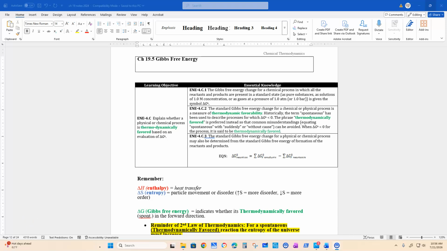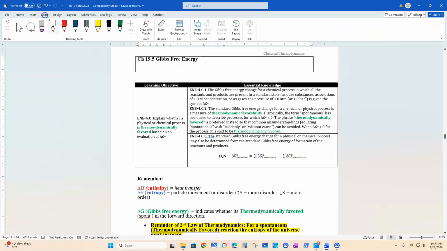Welcome back, AP 19.5. We have our last variable that pretty much connects all of the variables of delta H and delta S into one equation. We've got a couple learning objectives that AP would like us to learn, so let's get started, okay? Can we explain in a physical or chemical process if something is thermodynamically favored by looking at delta G?